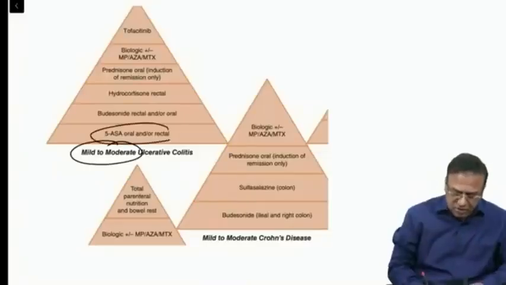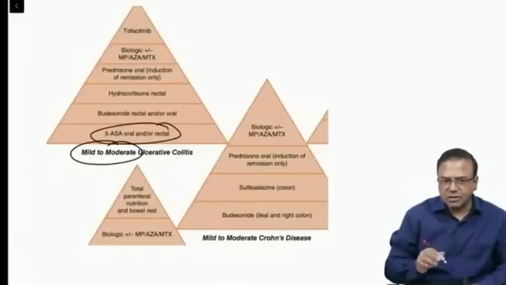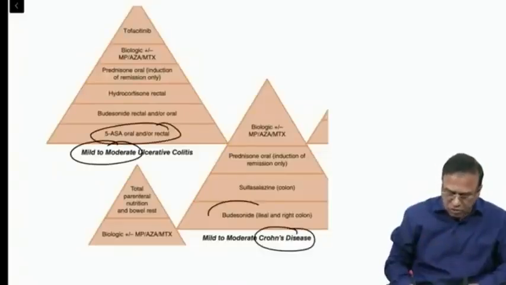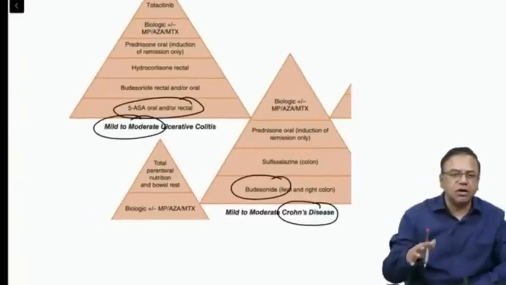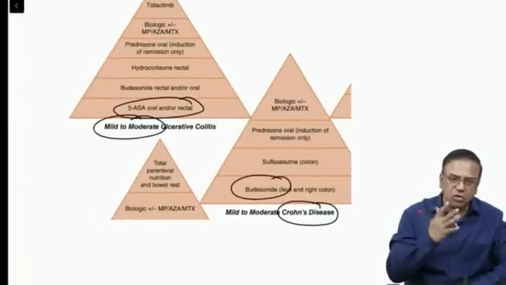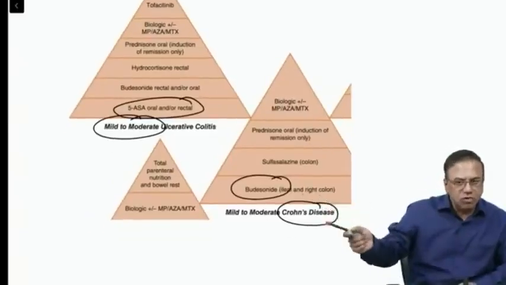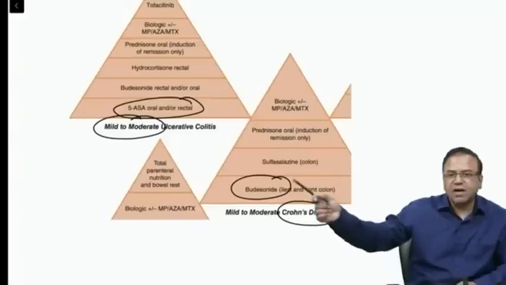What's the first drug they are asking in the exam? Amino salicylates. What's the first drug in Crohn's? Budesonide. Many students have the wrong idea. They thought for Crohn's and ulcerative colitis, every time they'll tell amino salicylate. No, amino salicylate doesn't work for Crohn's. Be careful. 5-ASA doesn't work for Crohn's.